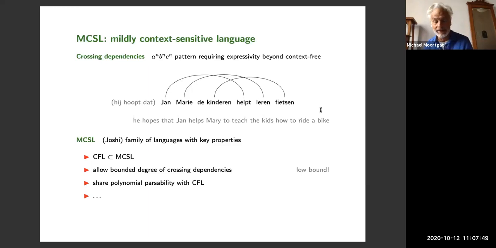Which of course for practical application is a benefit that you don't want to lose. There are some other properties of this mildly context-sensitive class which are not directly relevant for the talk, so I just skipped them. Okay, so that's the background of the whole thing.